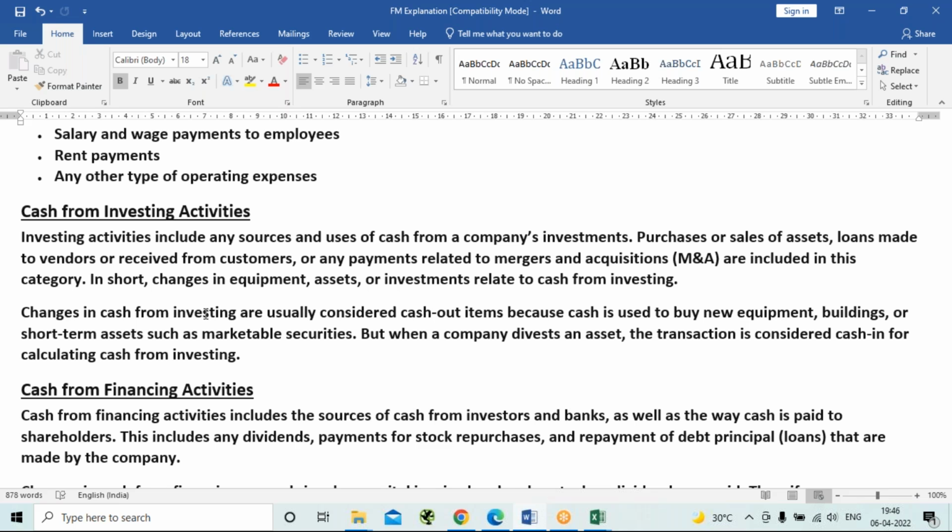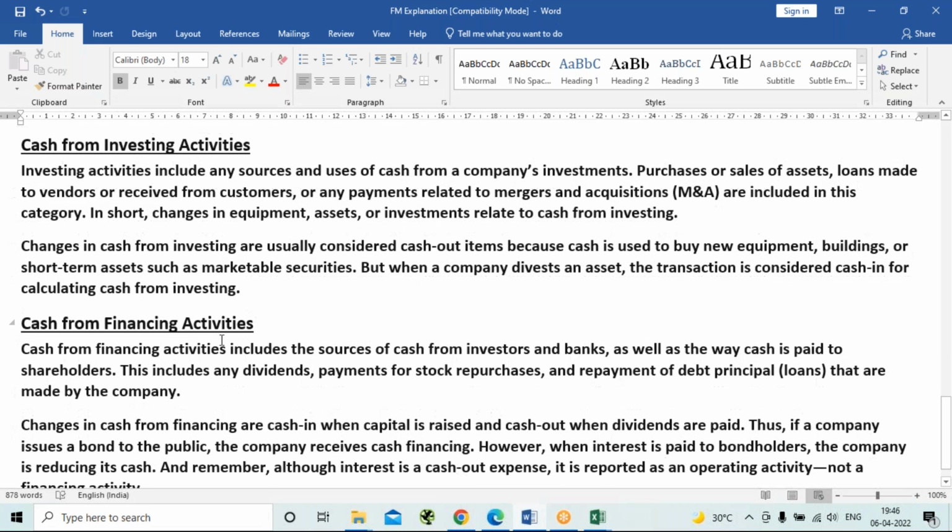Okay. So the next category is cash from financing activities. So that means this includes the sources of cash, that is your capital, which will also be considered as financing activities. So that is from investors or the banks, as well as the way cash is paid to shareholders. This includes any dividends. So if you are paying any dividends, you are going to show it over here. Payments for stock repurchases and repayment of debt.